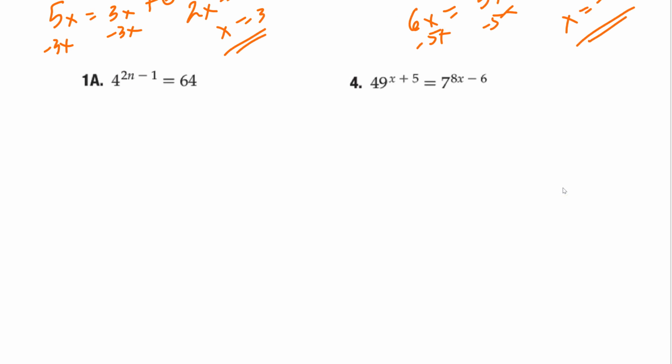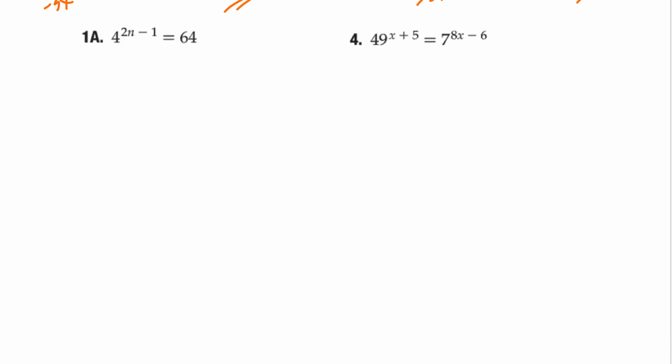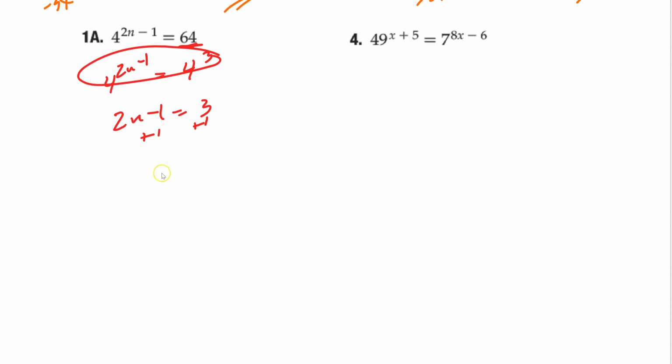Let's move on. Let's try to get these to match. So the first thing, 64 equals 4 to the 3rd. These match. Let's solve the powers. 2n minus 1 equals 3. Add 1, add 1. 2n equals 4. Divide by 2, n equals 2.